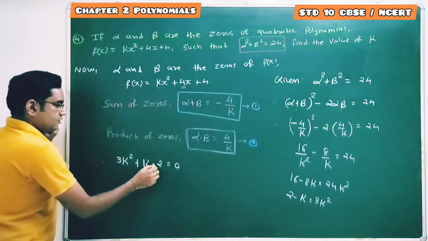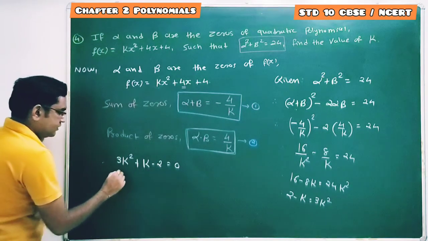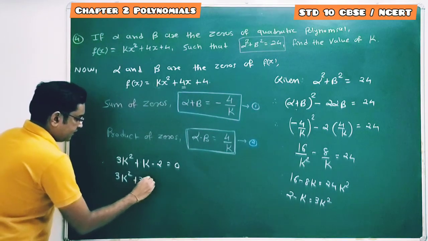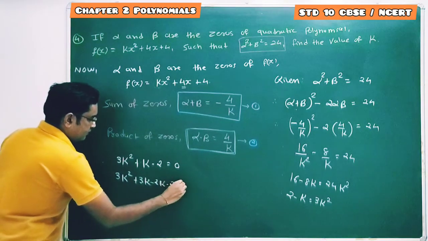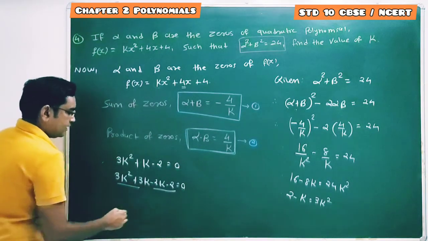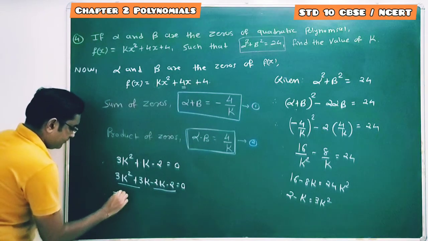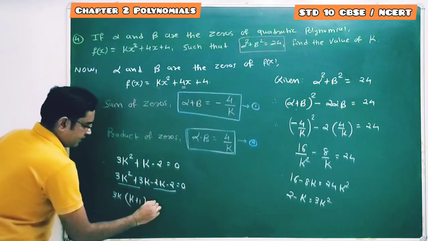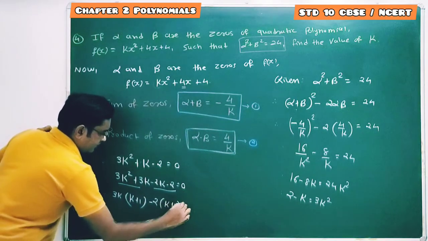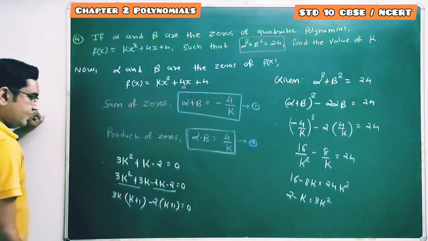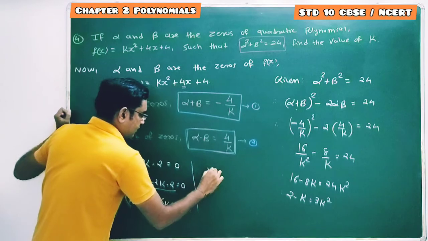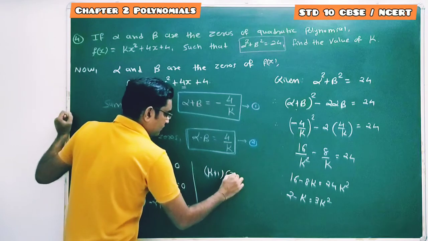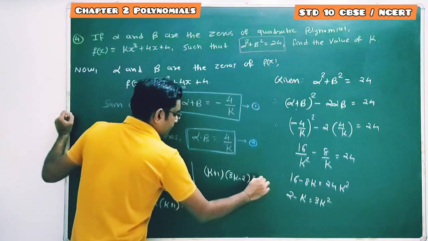3 2s are 6, whose subtraction is 1. So again 3 2s are 6. Splitting the middle term, 3k square plus k can be written as 3k square plus 3k minus 2k minus 2 equal to 0. Now factorization by grouping. From the first group we can take 3k as common, so it's k plus 1. Here we can take minus 2 as common, so it's k plus 1 equal to 0. Again we can take k plus 1 as common, remaining terms are 3k minus 2. So k plus 1 into 3k minus 2 equal to 0.